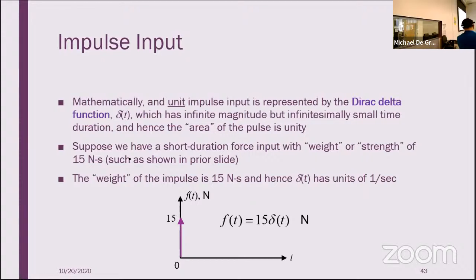Again, just like the step, we're going to base everything off of our unit version of it, and then we're going to scale it accordingly. Why would you want to do that? Well, the reason is that in the Laplace transforms, the Dirac delta is calculated for us.